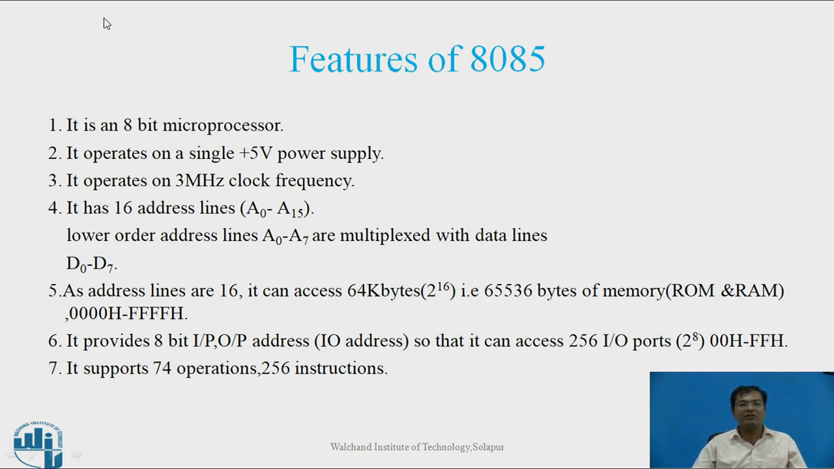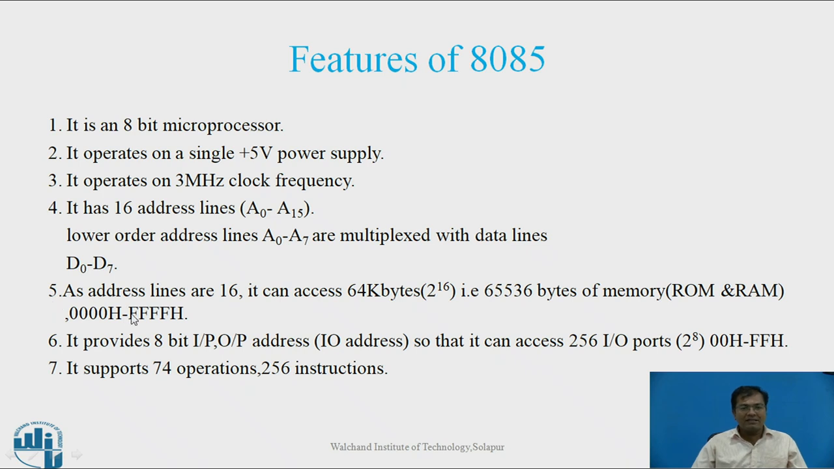So let us have a glance at the features of 8085. It's an 8-bit microprocessor. It operates on a +5 volt power supply, and the operating frequency is 3 megahertz, which indicates that the time taken to complete one cycle is 1 by 3 megahertz, that is equal to 0.33 microsecond. It has 16 address lines A0 to A15 and data lines D0 to D7.